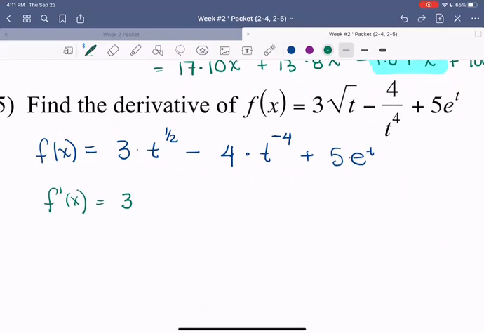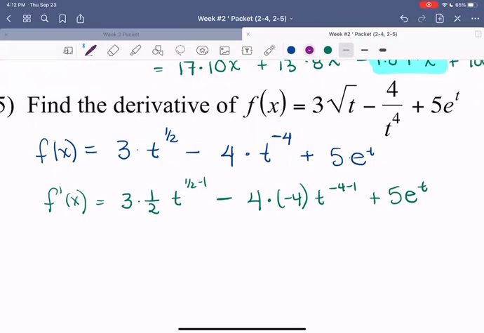So now we just need to compute the derivative of t to the 1/2. Using the power rule, we get 1/2 dropping down. So 3 times 1/2 times t to the 1/2 minus 1, minus 4 times negative 4. Again, that power comes down, times t to the negative 4 minus 1, plus 5 times e to the t. Recall the derivative of e to the t is just e to the t.